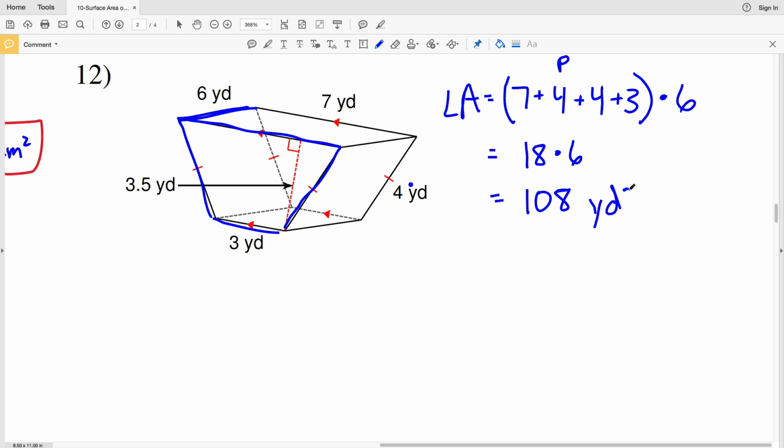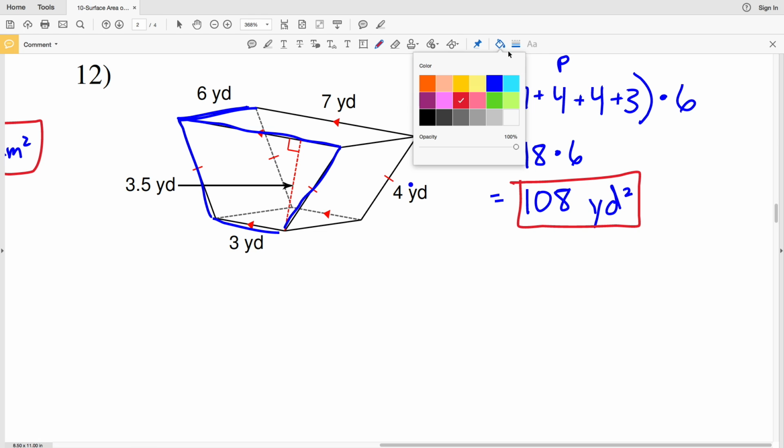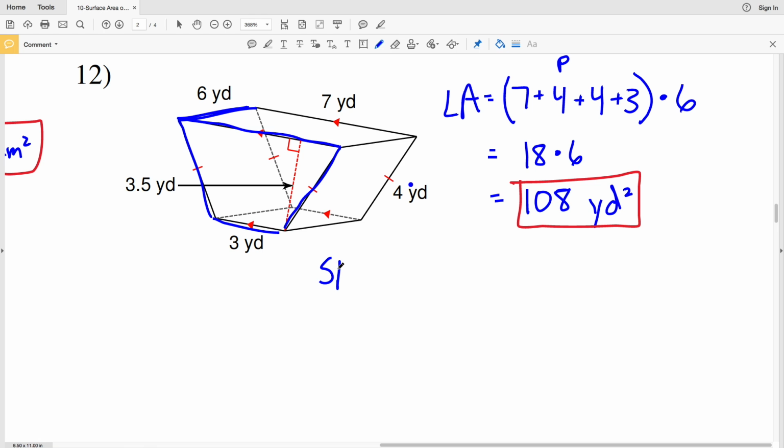So again, for lateral area, we took the perimeter of one of the bases and multiplied that by the height of the entire prism. Now for surface area, we're going to take the lateral area and add that to 2 times the area of a base. And it's 2 times the area of the base since there's 2 identical bases. That's equal to surface area. So let's calculate the area of a base.